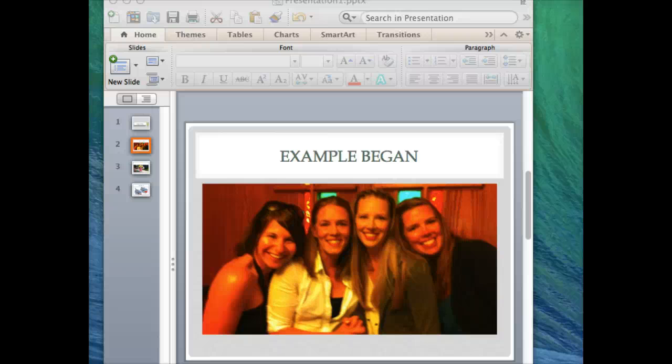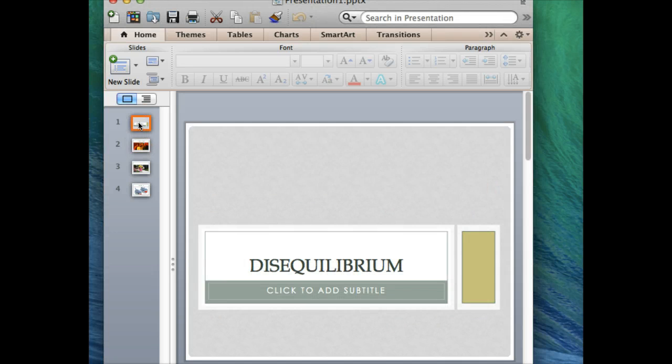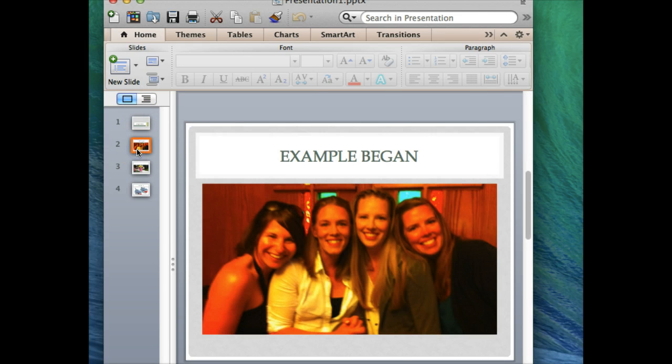So here is an example of disequilibrium. Sorry, let me start at the first slide. So our example of disequilibrium and how to bring a child back to equilibrium through accommodation. Our example begins at one of my sister's weddings.